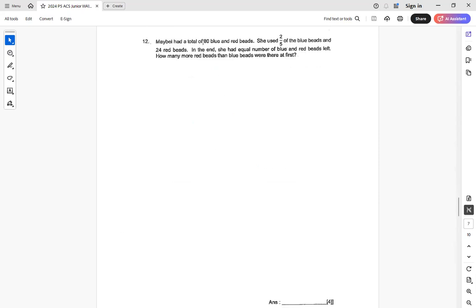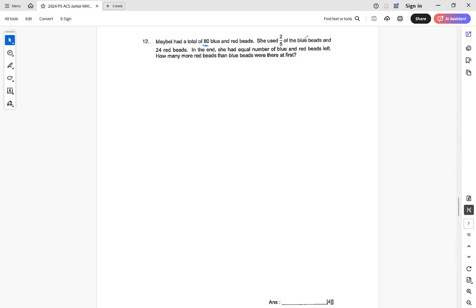Question 12. Mabel had a total of 80 blue and red beads. She used 2/5 of the blue beads and 24 red beads. In the end, she had equal number of blue and red beads left. How many more red beads than blue beads were there at first? At first, she had a total of 80 blue and red beads. But we don't really know which one has more. Blue has more, red has more, we have no idea. So let's continue reading first.